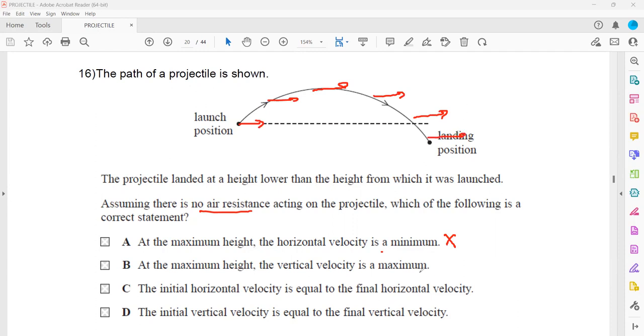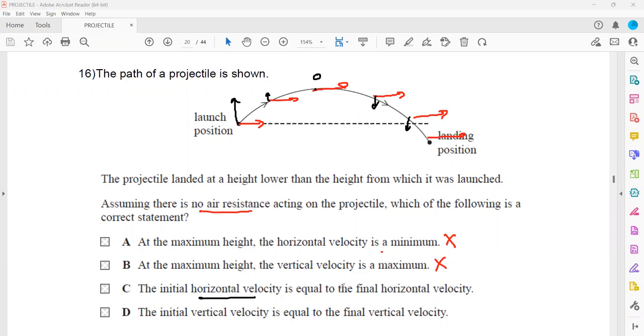At maximum height, the vertical component of velocity is maximum. That's also wrong. The vertical velocity is maximum in the beginning, but it slows down, and eventually at maximum height, the vertical velocity is 0.